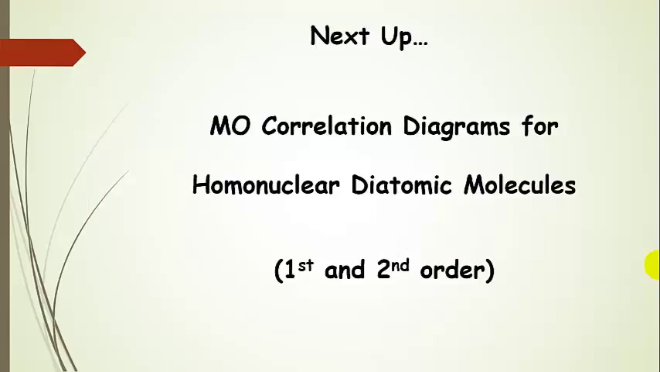Okay, so the next thing we're going to do is MO correlation diagrams for homonuclear diatomic molecules. And so we're going to be looking at the second period, and there are 2 different correlation diagrams, first and second order, and we'll be discussing those.